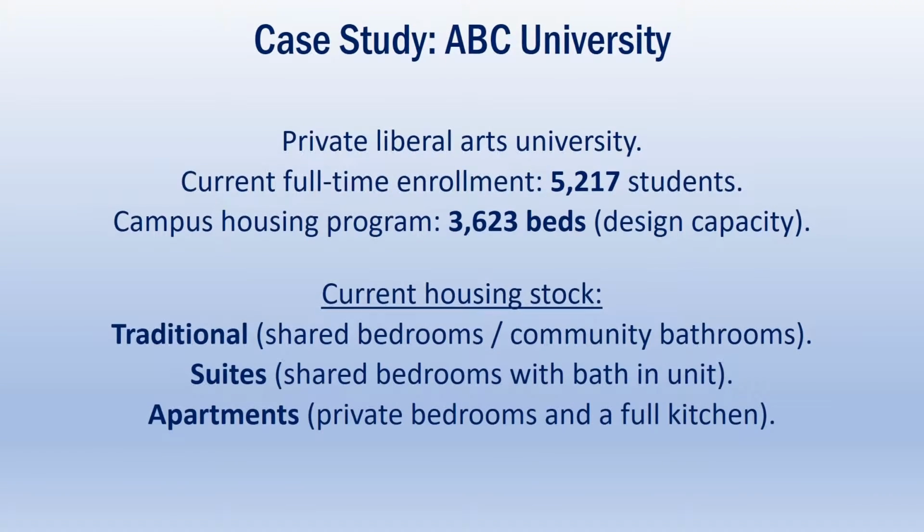Before we begin inputting data on the website, let's introduce the situation with ABC University. This is a private liberal arts university with a current full-time enrollment of 5,217 students. The campus housing program has 3,623 beds in its design capacity, which we'll touch on a little bit later. The current housing stock is a mixture of all room types.